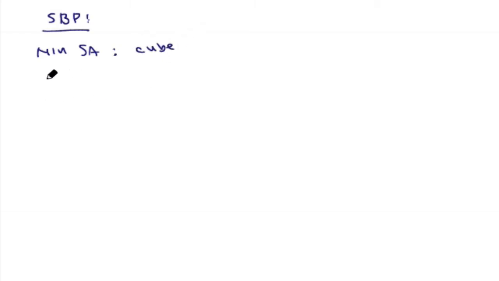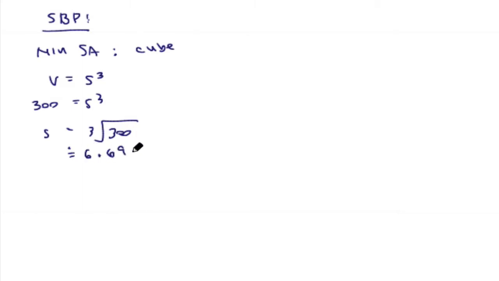So volume is equal to 300 centimeters cubed for a square-based prism, which is a cube. Volume will be the side length cubed. So it's going to be 300 is equal to s cubed, and so s will be the cubic root of 300. And so we get the side length of approximately 6.69 centimeters. And so now we can look for surface area.